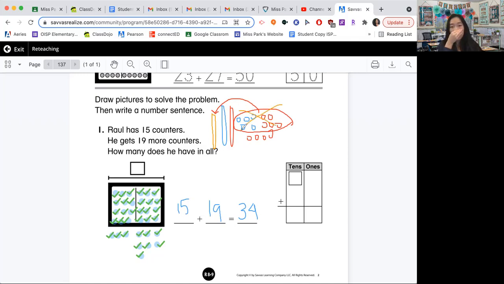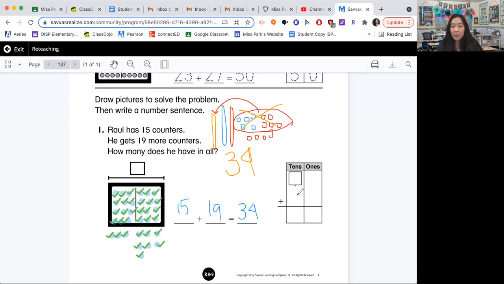They've become a 10. So now I have 30. I have 3 in the tens place, and then I have 4 in the ones place. And that is why the total is 34. The last thing you're going to do is a number sentence.